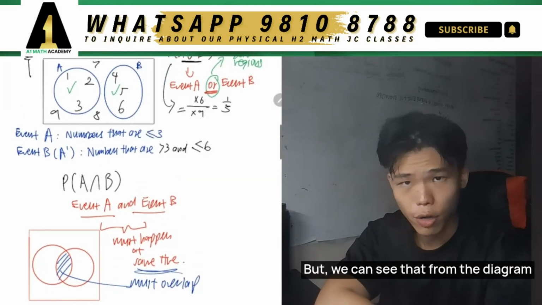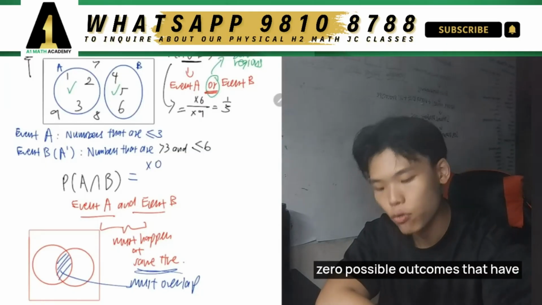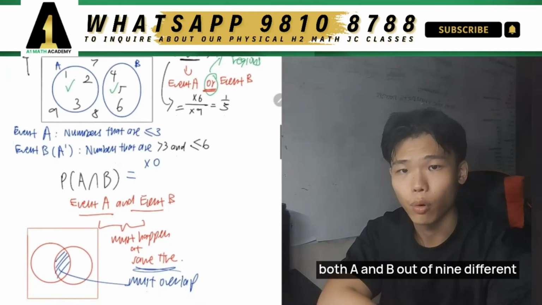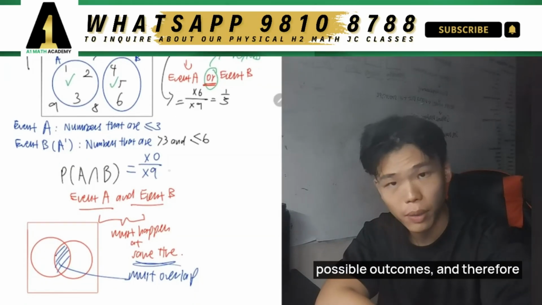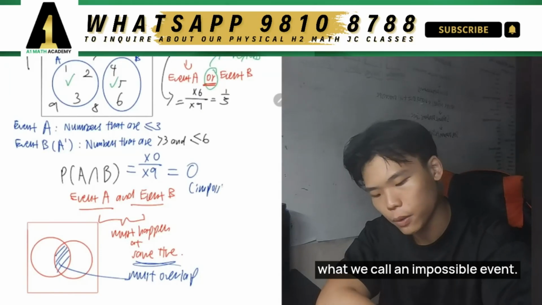But we can see from the diagram over here, event A and event B do not overlap. And therefore, there are 0 possible outcomes that have both, out of 9 different possible outcomes. And therefore, the probability is 0. And this is what we call an impossible event.